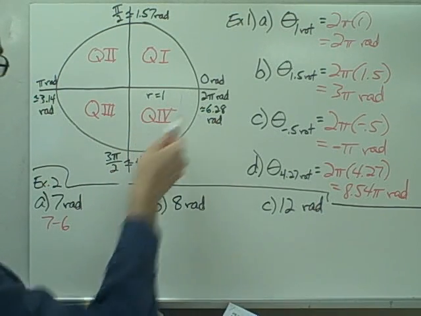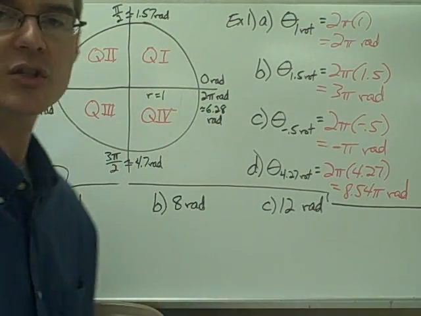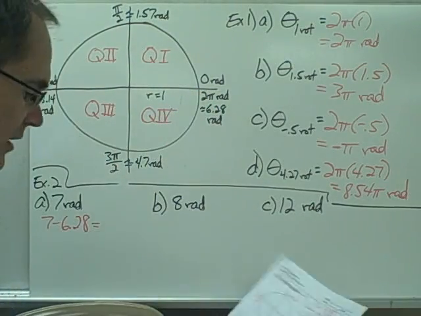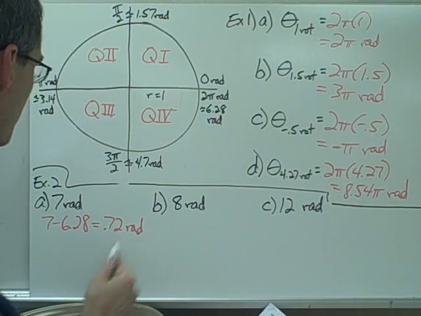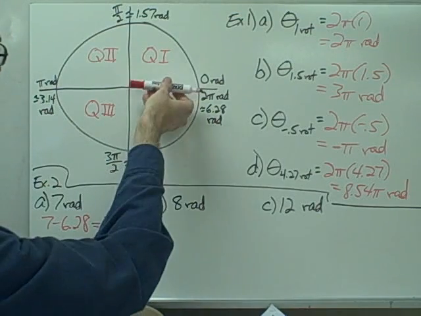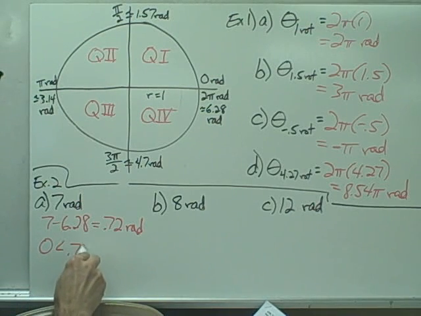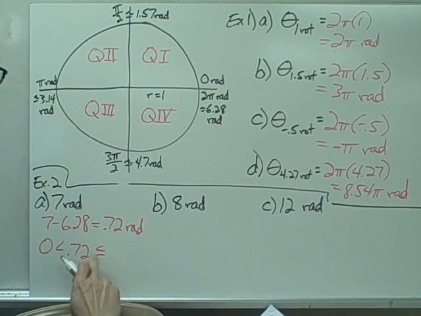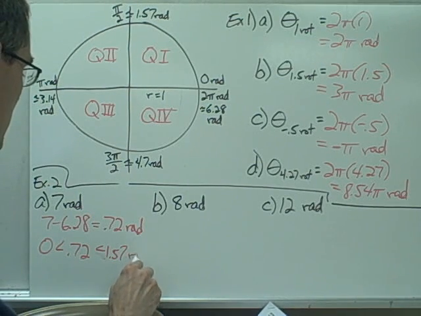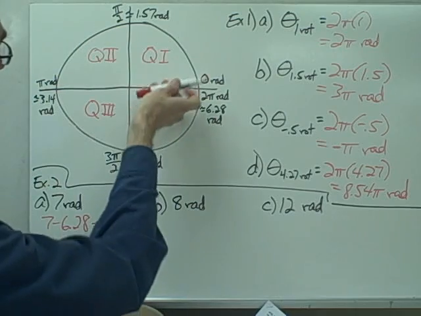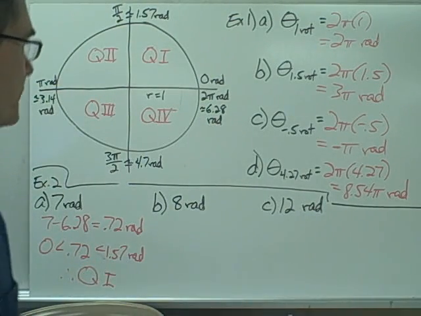And if I subtract out the 6.28 radians, in other words, if I subtract out 1 full rotation around my unit circle, what I'm left with is 0.72 radians. And since 0.72 radians is between 0 and 1.57 radians, it's greater than 0, and it's less than 1.57 radians, then I know that my final angle must be in quadrant number 1.